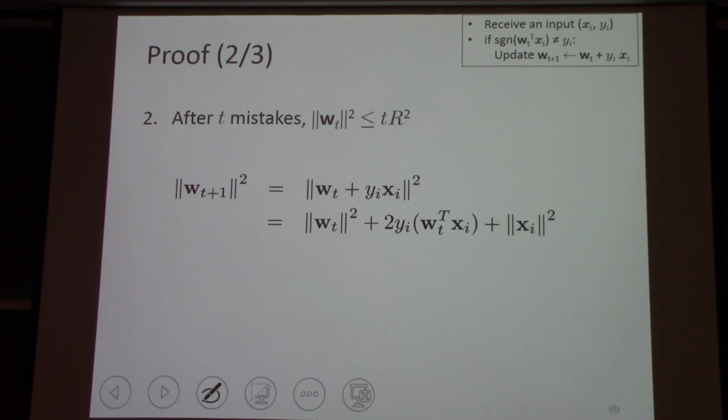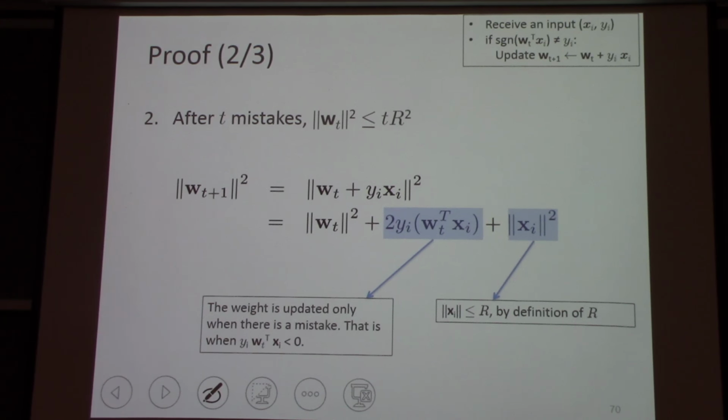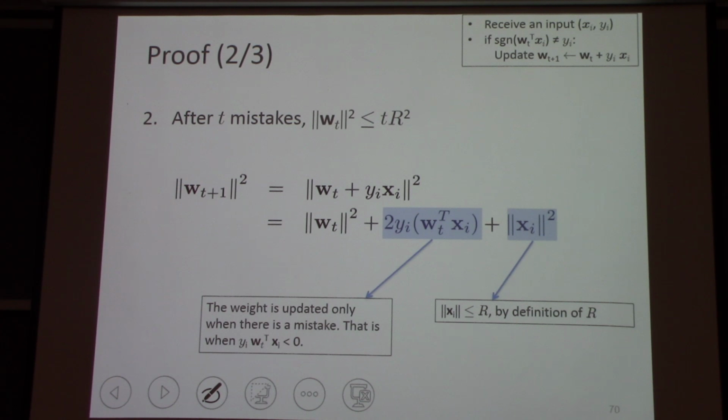Okay. So now let's start staring at these terms. The first term is just w_t square. There's nothing we can say about it. For the last term, for this particular example, think about why we updated w_t. Because we made a mistake. We made a mistake means y times w transpose x is negative. So because we made a mistake, we updated it, which means this term is definitely negative. Otherwise, we wouldn't have made the update. So we know that this term is negative. And we also know that the squared norm of x, by assumption, is less than r square, because every data point is inside this ball of size r.